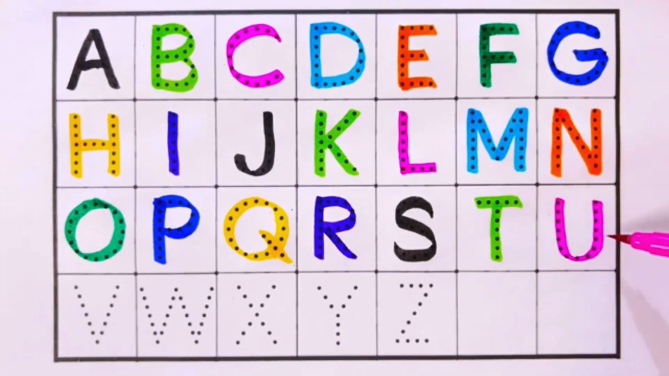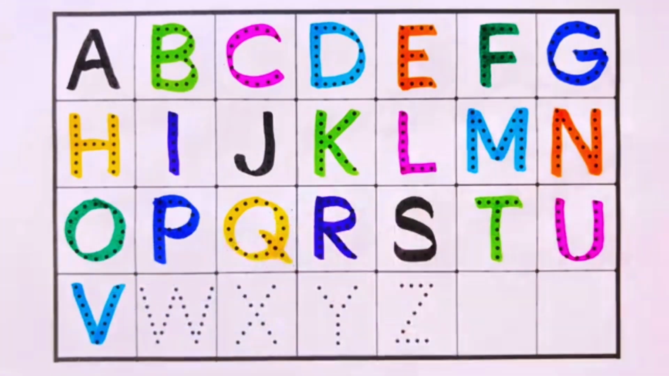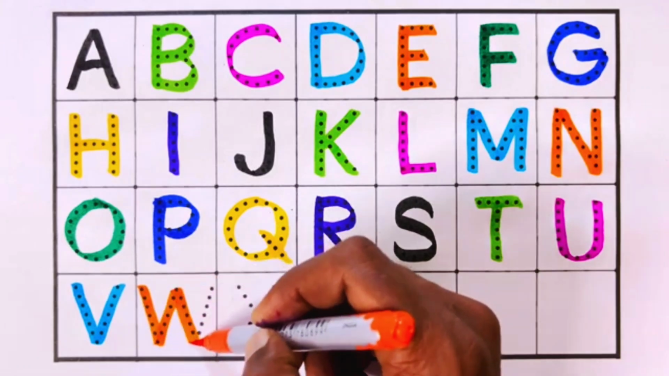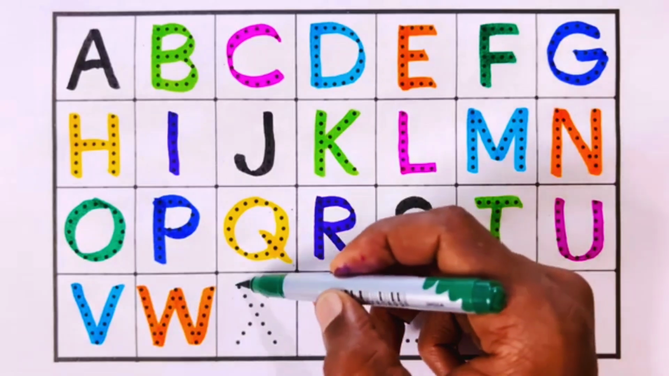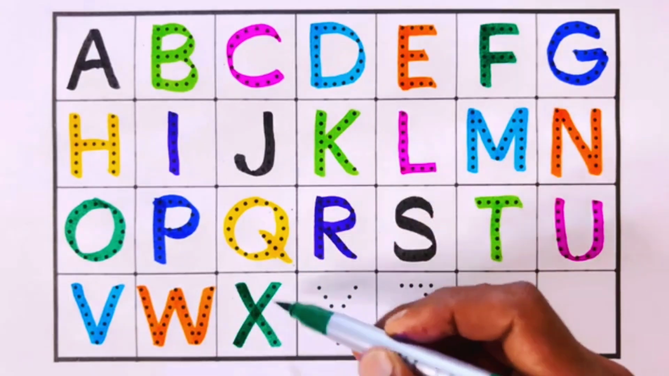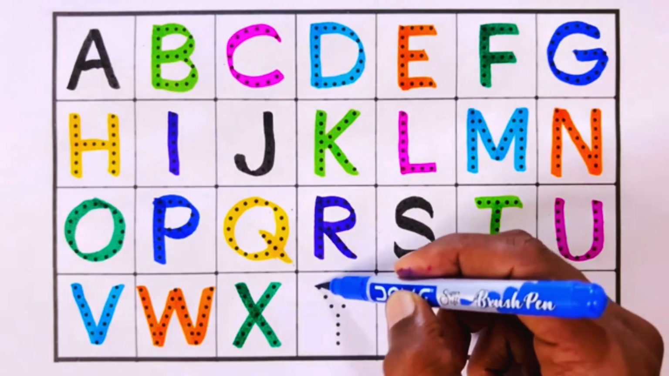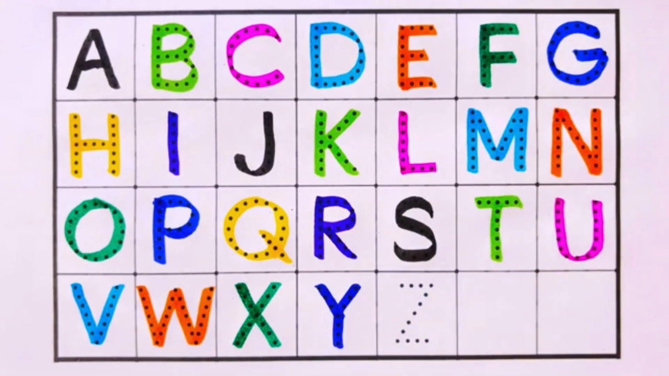U for umbrella, V for van, W for watch, X for X-ray, Y for yak, Z for zebra.